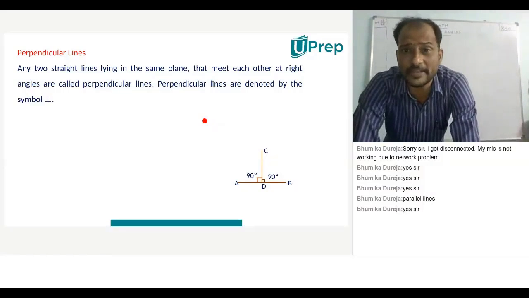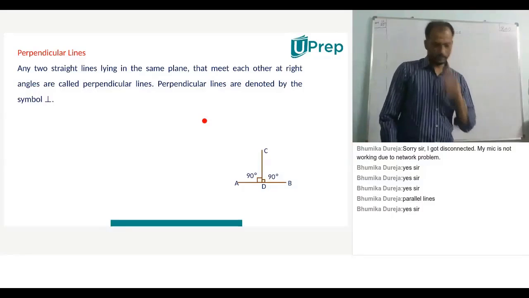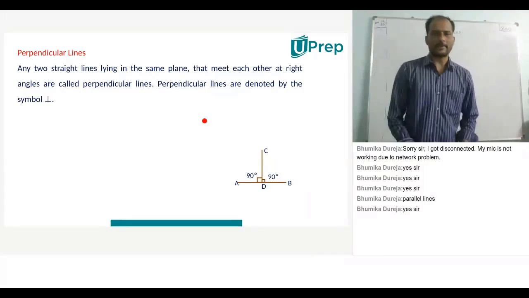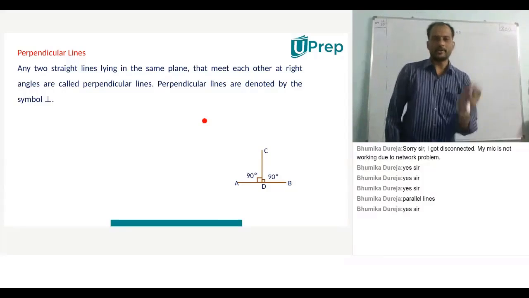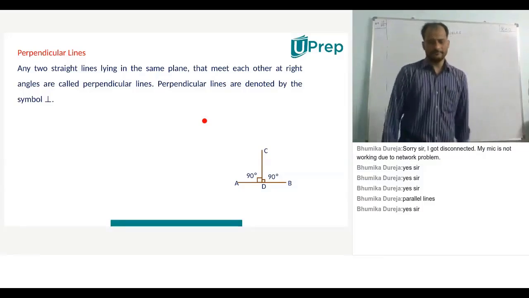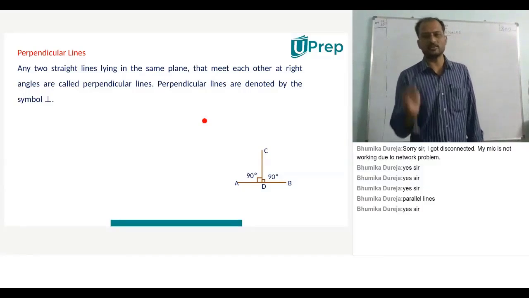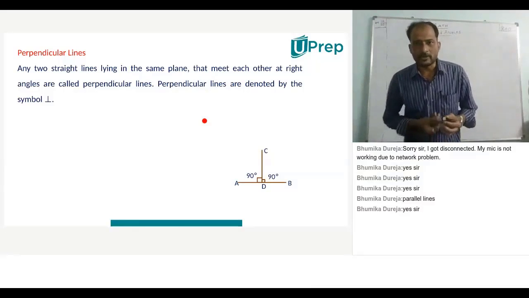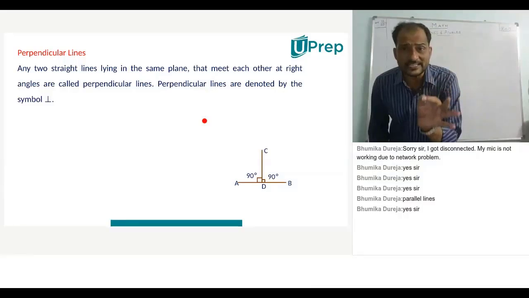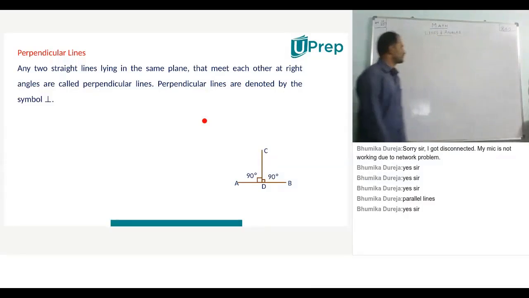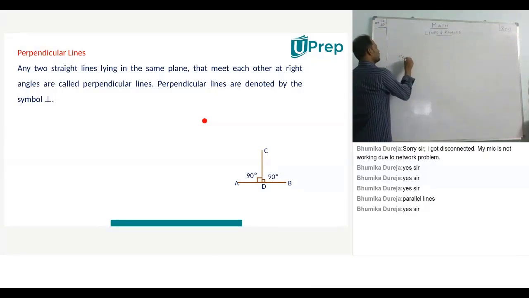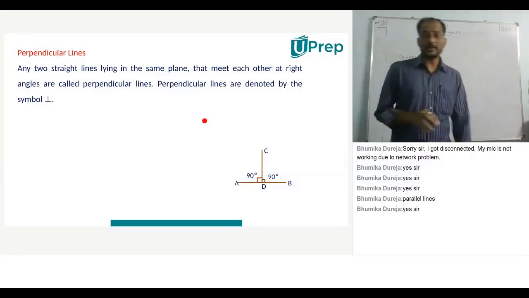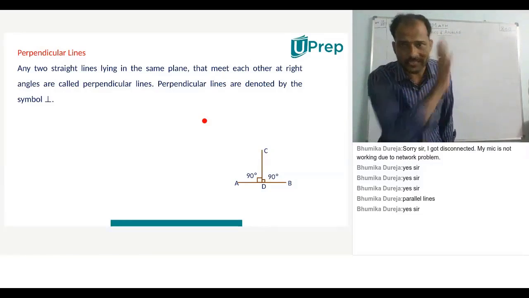Now, put down a side heading and write down perpendicular lines. Write down, beta: two lines are said to be perpendicular if they intersect at right angles. Full stop.